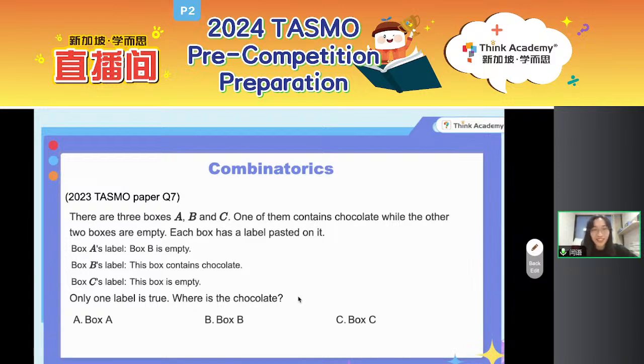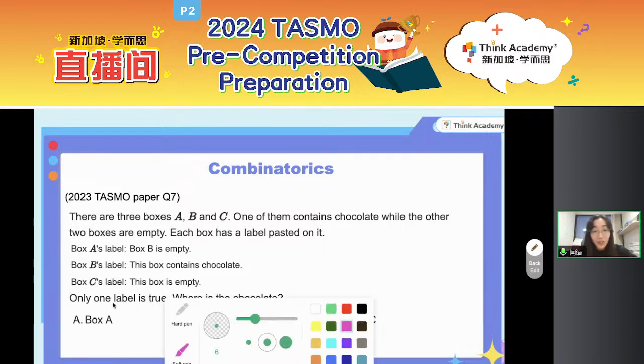Next one, question 7. This is question 7 in the 2023 TASMO paper, which is a true or lie question. There are 3 boxes, A, B, and C. One of them contains chocolate, while the other 2 boxes are empty. Each box has a label pasted on it. Box A's label says box B is empty. Box B's label says this box contains chocolate. Box C's label says this box is empty.